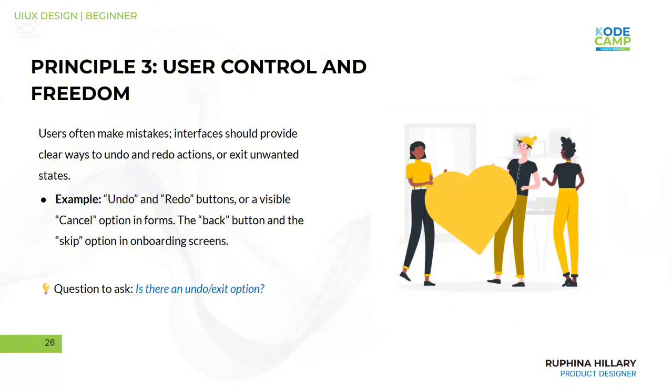Even something as simple as the back button: for every screen in a UX design, the back button is always readily available, so the users can go back to where they were before. This is just the whole idea of control. So the question you should be asking yourself here is, is there an undo and exit option? Does the user have the option to undo a specific action, or to exit this place? You have to give the users total freedom and control over whatever is being done at any moment in time.